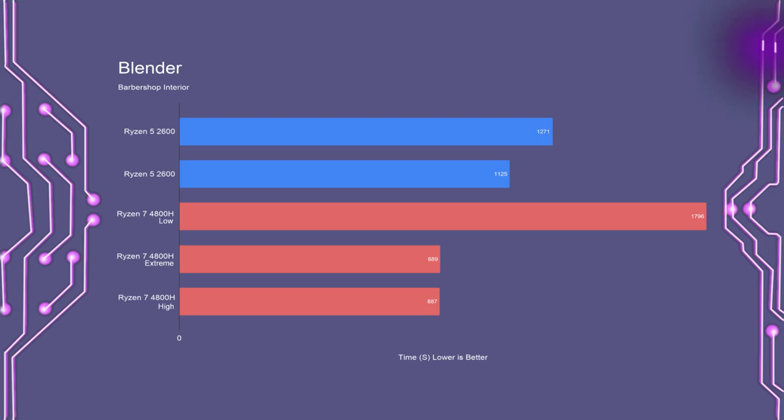But the Ryzen 7 4800H easily wins over the stock and overclocked 2600 when using the extreme or high performance level modes. Using the low performance mode in CPU heavy workloads is not a good idea because it took almost 30 minutes to complete the barbershop scene in Blender.